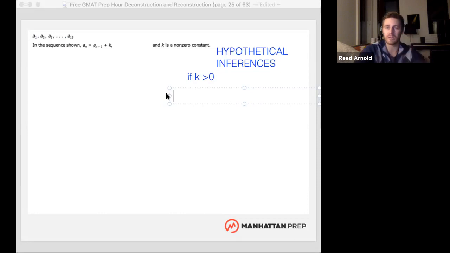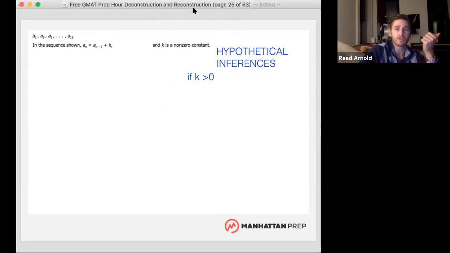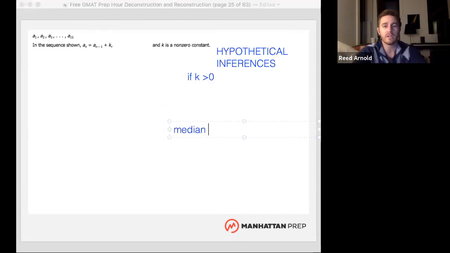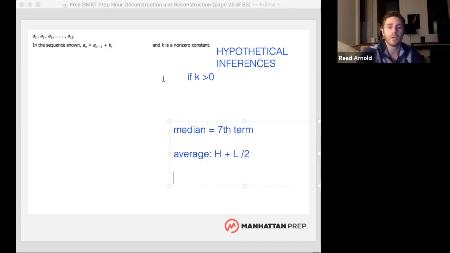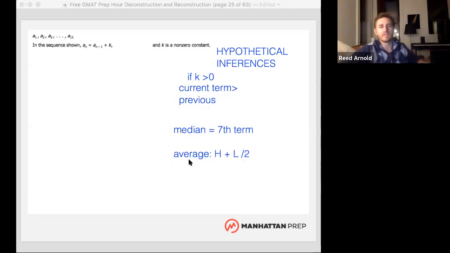I think you're right. I just want to be clear. Oh, good, Laura. That's a new inference we hadn't actually talked about here. Laura is also noting that the median is going to be the 7th term. That's a good thought. And we have a set of consecutive integers, so the average is going to be the first plus the last over 2. Those are all true things. Median equals the 7th term, since these are in order. The average is going to be the highest plus the lowest over 2. Good. And we know that if k is positive, the current term is greater than the previous. And if k is negative, the opposite: the previous term is actually higher than the current term. Very good.